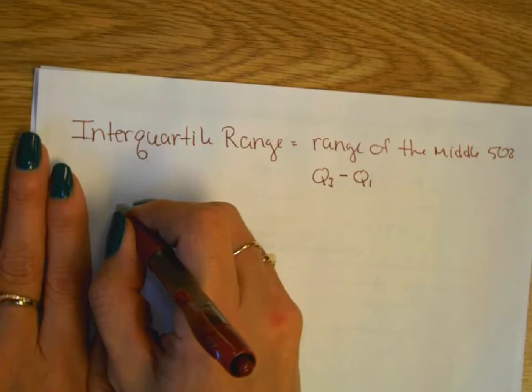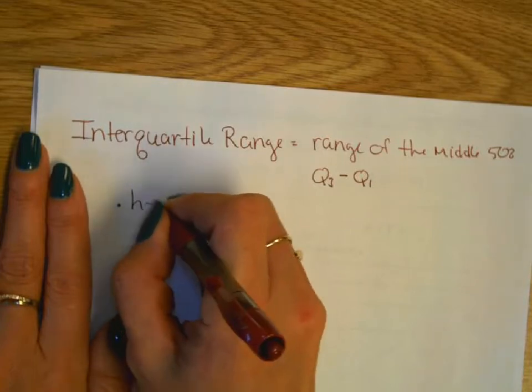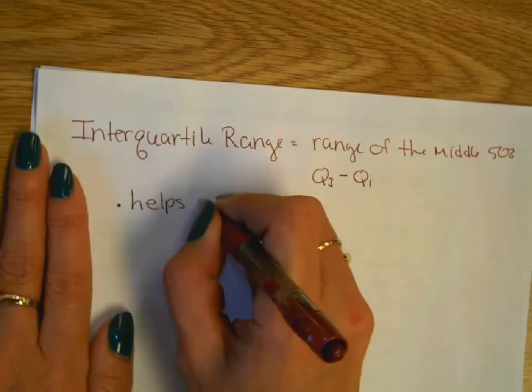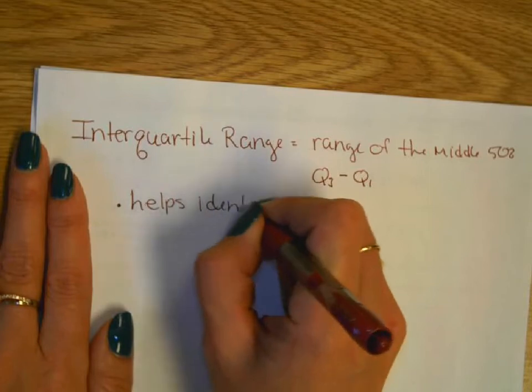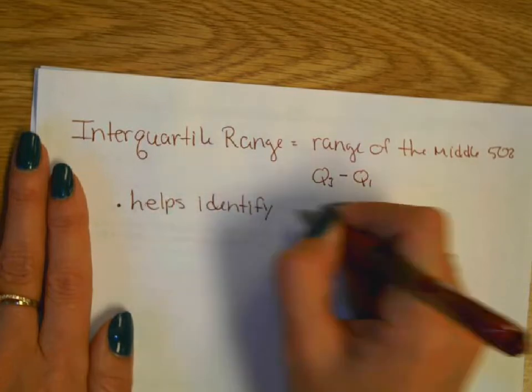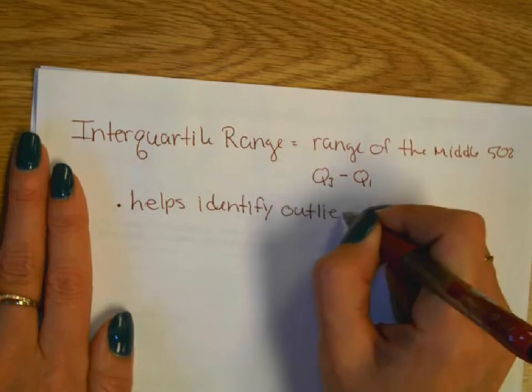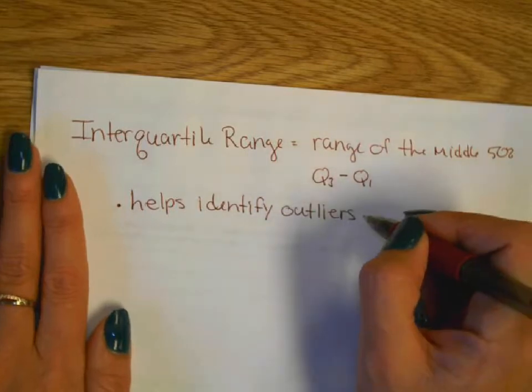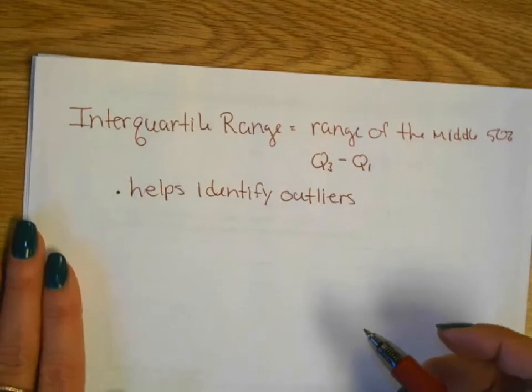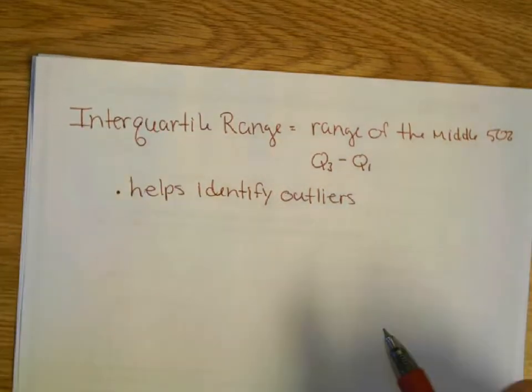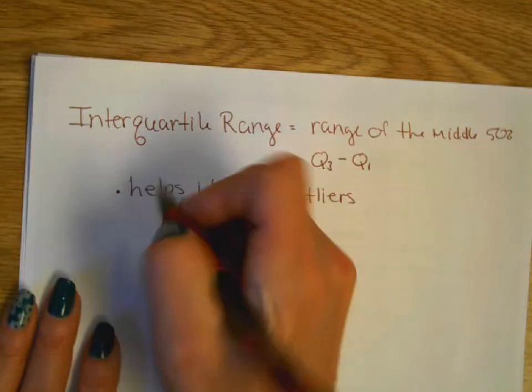Its purpose is that it helps identify outliers. Remember the values that are way far removed from the rest? And I said there would be a formula to help us decide if something's far enough away to be considered an outlier. Well, here's your 3 steps.